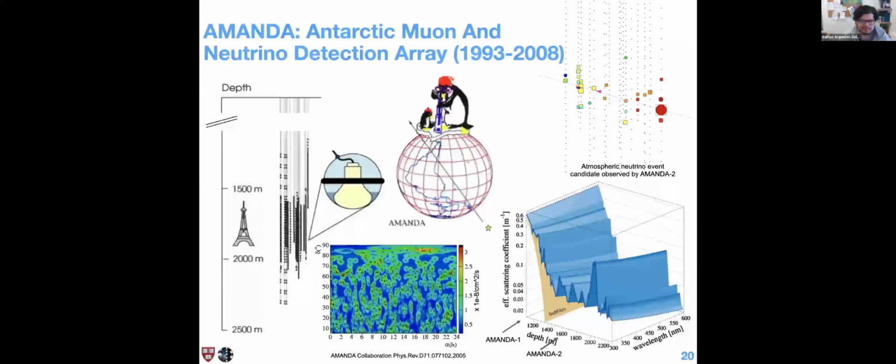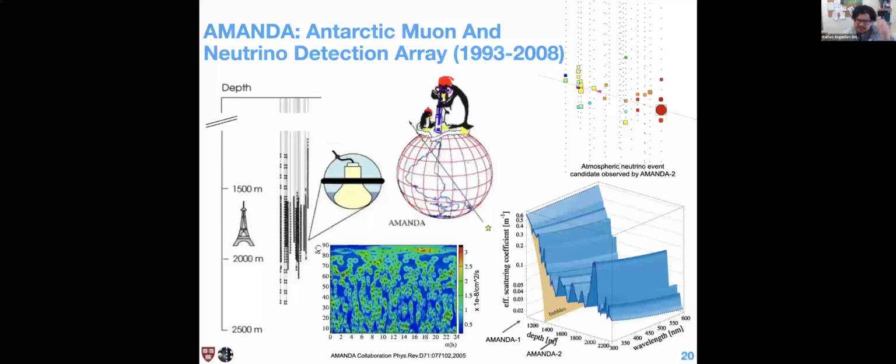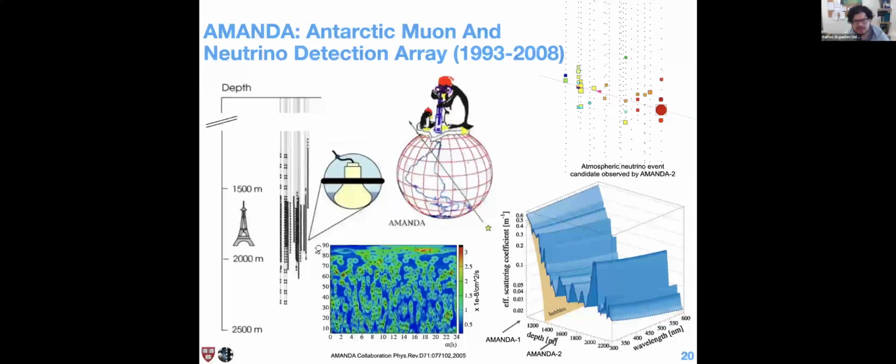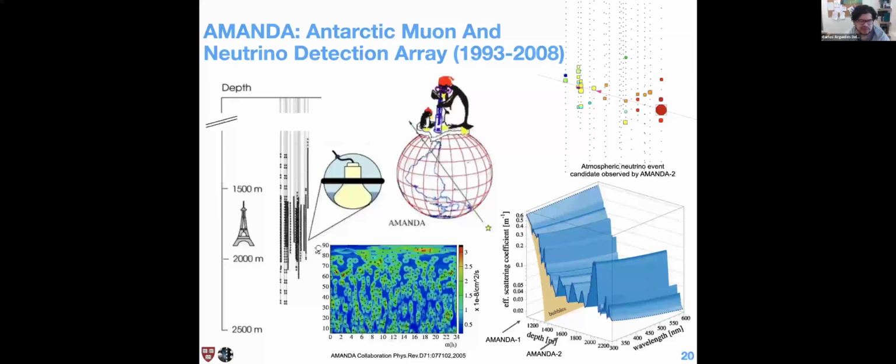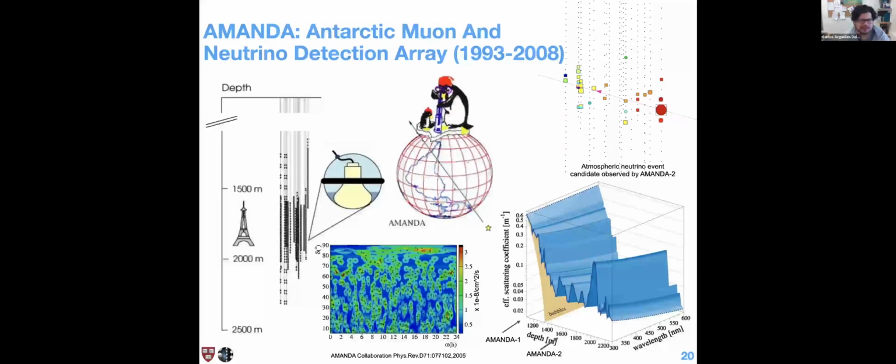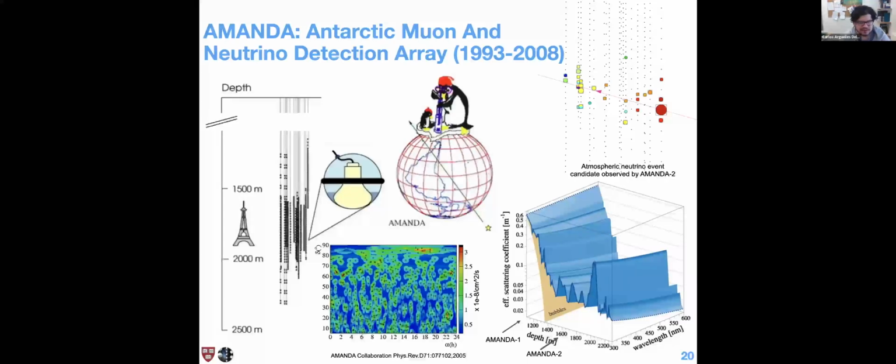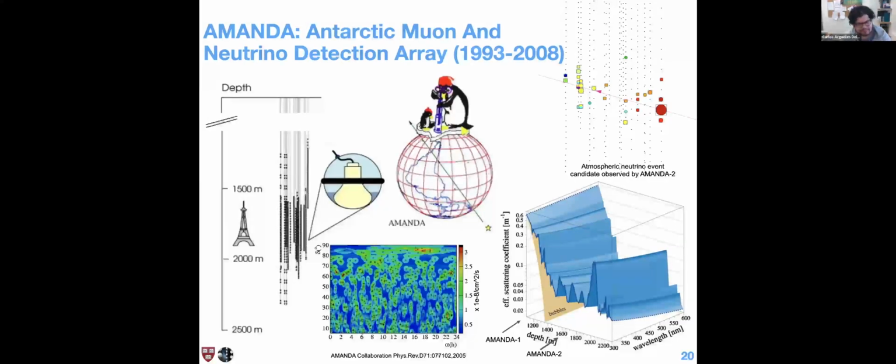Another group spread out in a different direction, and they led to the Amanda project. And so the Amanda tried to, instead of using water, use ice in the Antarctica to look for neutrino interactions. The idea was to drill holes in the Antarctic glacier and to put light sensors facing downwards to look for neutrino interactions. And this is shown here in the figure on the left. This is more or less the Amanda array. And you can see that the Amanda array was deployed about 1.5 kilometers to 2 kilometers deep in the ice.